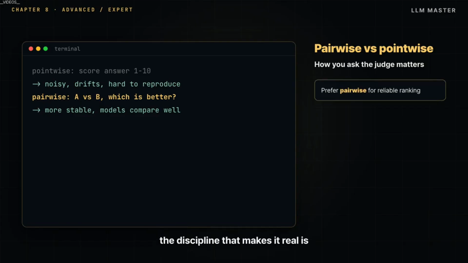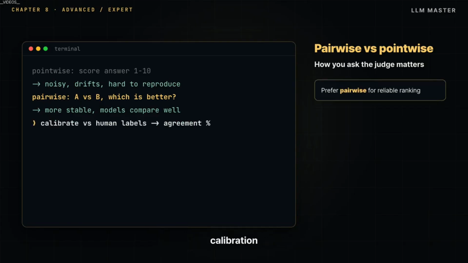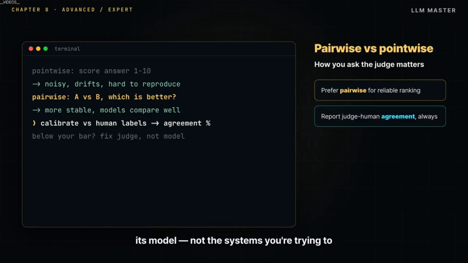Whichever you pick, the discipline that makes it real is calibration. Take a set of examples humans have already judged, run your judge on them, and measure agreement. If your judge doesn't match human verdicts on cases you understand well, the problem is the judge, its prompt, its rubric, its model, not the systems you're trying to evaluate. Fix the ruler before you trust the measurements.